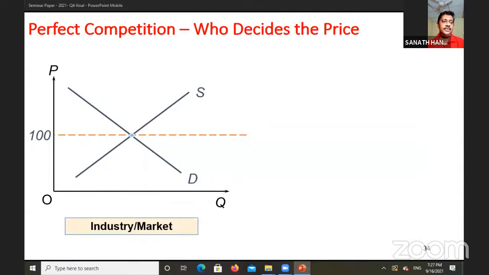This is a perfectly competitive market. In a perfectly competitive market, demand and supply curves are normal in the market. Assume this is a vegetable market, and the price of this vegetable is 100 rupees per kilogram. Market price is 100 rupees. So keep in mind, in a perfectly competitive market, the market demand curve is normal. Can you tell me why the demand curve is normal in perfect competition?